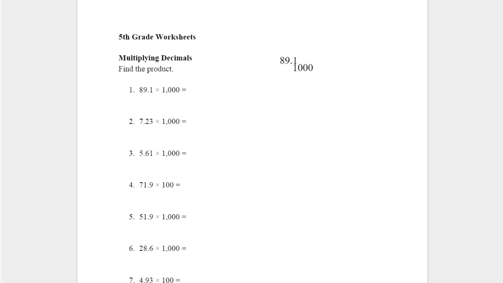Today we are going over the 5th grade worksheets of chapter 27, and the topics for today are multiplying decimals, converting fractions, measurement, and rounding. Let's get on with this.